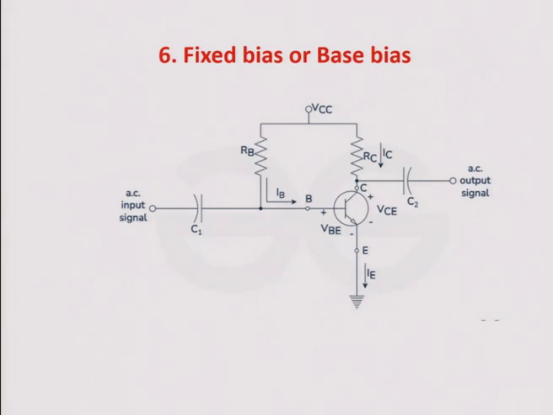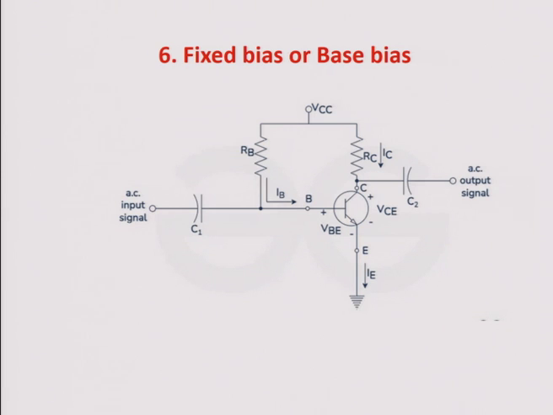To solve this problem of thermal runaway, I am using transistor biasing. So the next topic is transistor biasing. In transistor biasing, there are 4 types of biasing. What are the 4 types? One is fixed bias, another is emitter bias, next is collector bias, and next is voltage divider bias.